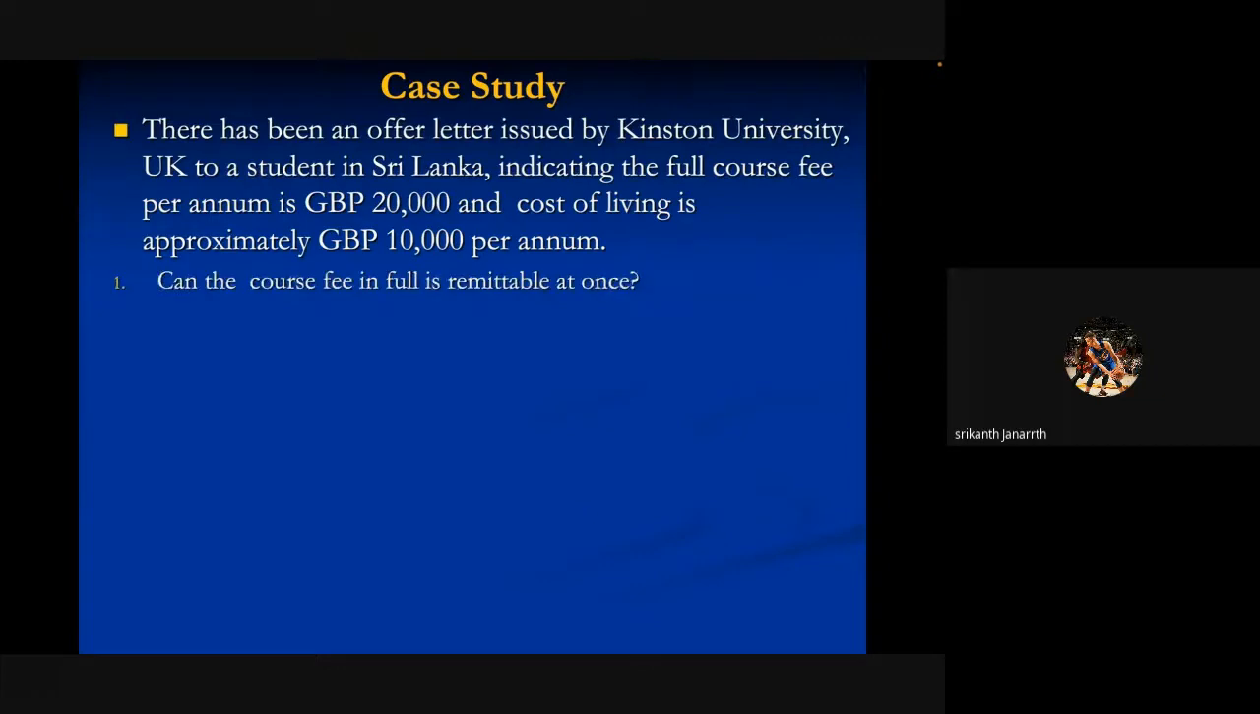So we are into the last case study. I think we are okay. We can spend 5 minutes extra, right? Okay. There has been an offer letter issued by Kingston University, UK, to a student in Sri Lanka. Carefully listen. This is totally on education, right? The offer letter indicates the full course fee per annum is GBP 20,000 and cost of living approximately 10,000 per annum.